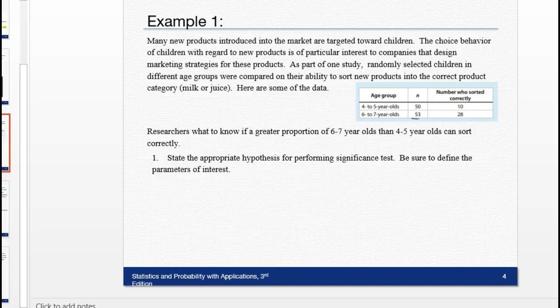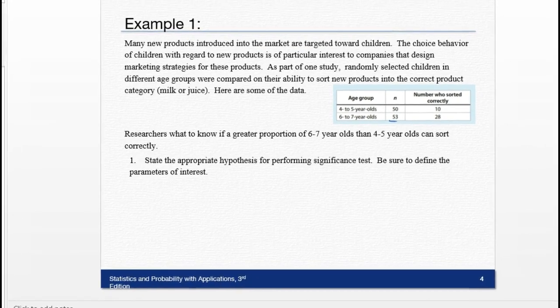Okay, so let's look at example 1. Many new products introduced into the market are targeted toward children. The choice behavior of children with regard to new products is of particular interest to the companies that design marketing strategies for these products. As a part of one study, randomly selected children in different age groups were compared on their ability to sort new products into the correct product category, milk or juice. They had to decide, is it milk or juice? Here's some of the data.